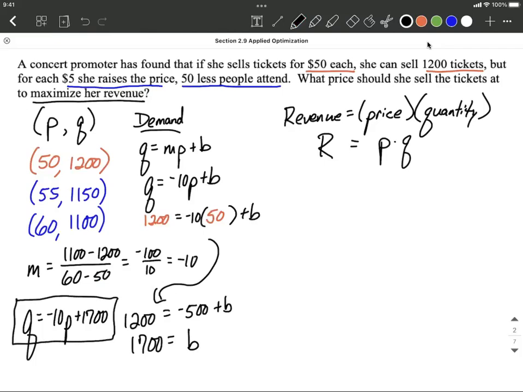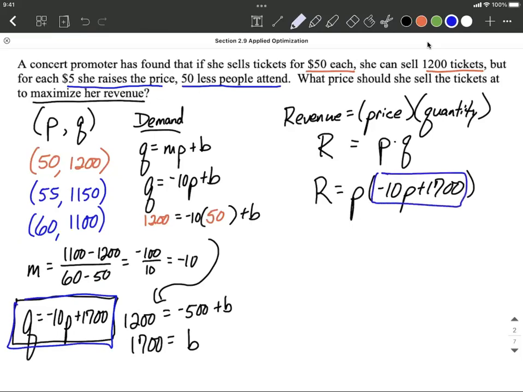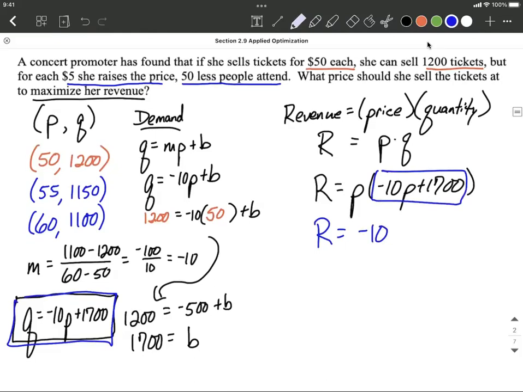And remember, our goal is over there with the revenue function. The revenue function we want in terms of only a single variable. So what I'm going to do is replace Q on the right-hand side, the quantity, with negative 10 P plus 1,700, directly from what we just calculated on the left-hand side. Now those are multiplied together, so let's distribute the P. So negative 10 P squared plus 1,700 P.